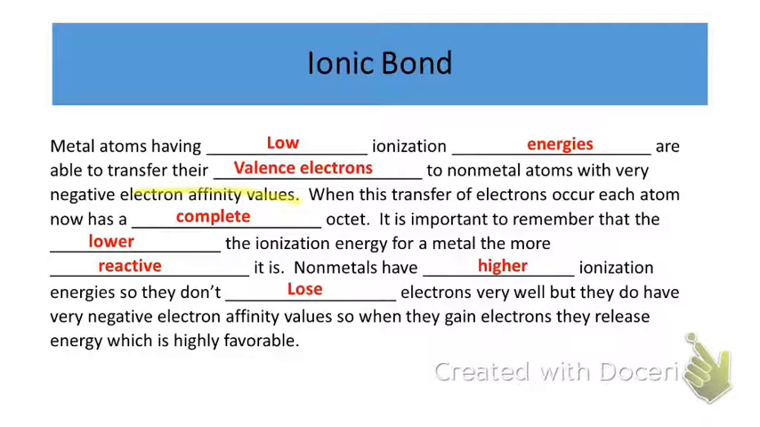So when they gain electrons, they release energy, which is more favorable, and this is something that I should point out. Because nonmetals have high electron affinity values, when they gain electrons, they actually release potential energy in the process. And this makes them more stable and favorable overall. All right? So these are some important ideas here about ionic bonding, so make sure you understand these principles.